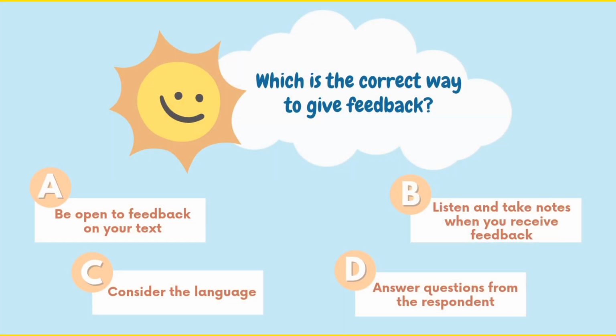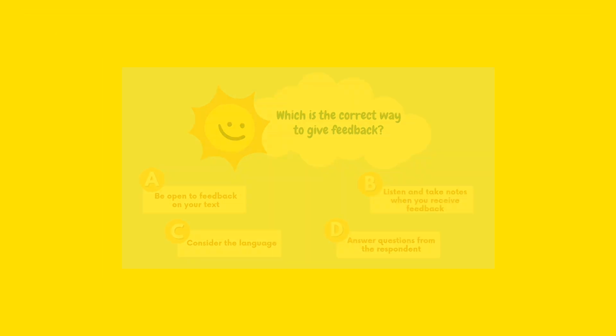Which is the correct way to give feedback? A. Be open to feedback on your text. B. Listen and take notes when you receive feedback. C. Consider the language. And D. Answer questions from the respondent. The correct answer is C.